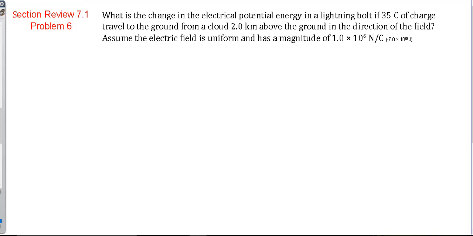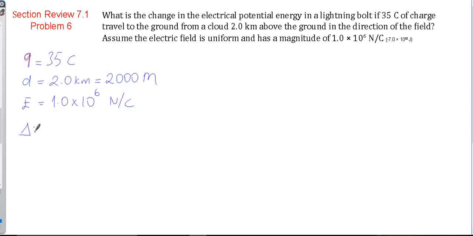What is given here? 35 coulomb charge is given. Charge is 35 coulomb. And then the distance is given. D is equal to 2 kilometers, 2.0 it says. We have to change it to meter. When we multiply it by 1000, it will be 2000 meters. And then assume that the electric field is uniform between the cloud and the earth, and an electric field is given. It is equal to 1.0 10 to the power of 6 Newton per coulomb.